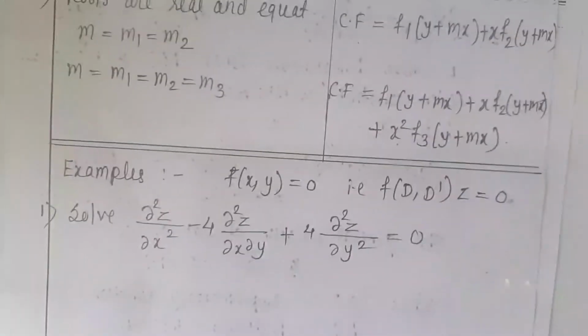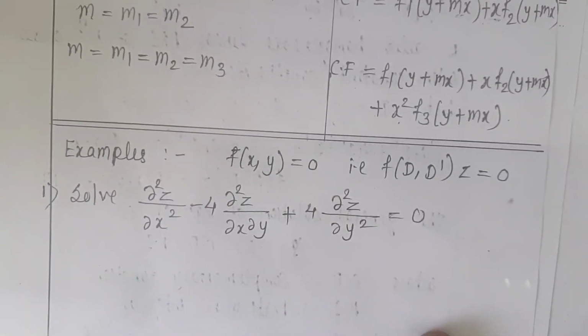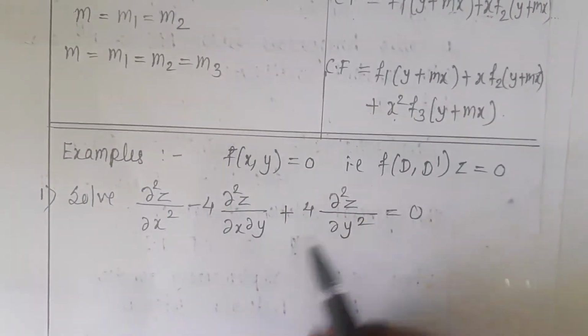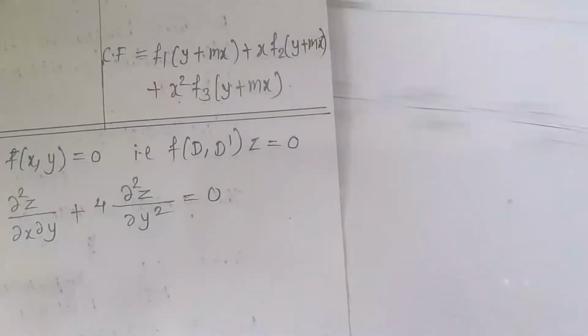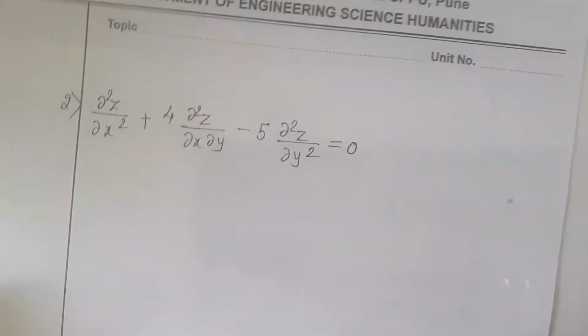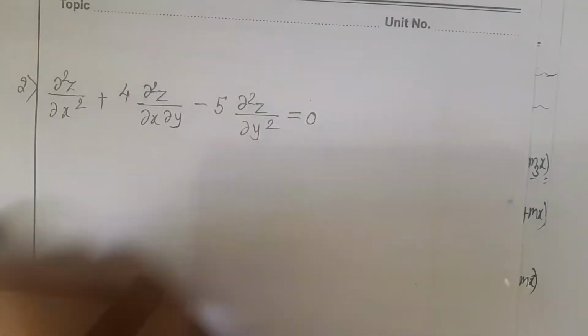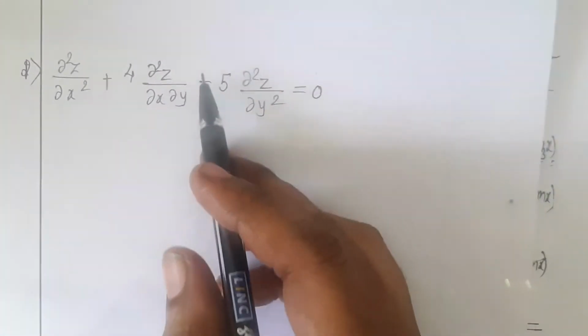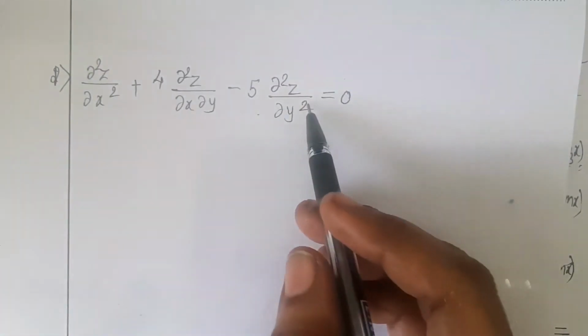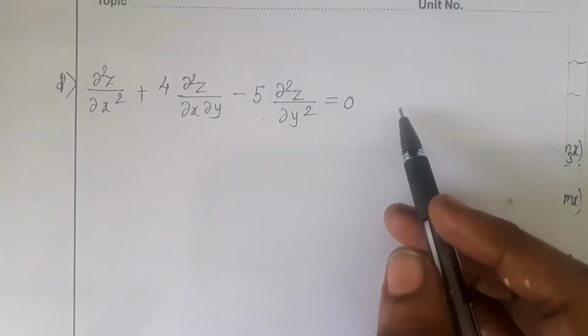So first we see examples for the homogeneous part, meaning the right hand side is 0. So the first example is del 2z by del x square plus 4 into del 2z by del x del y minus 5 into del 2z by del y square is equal to 0.